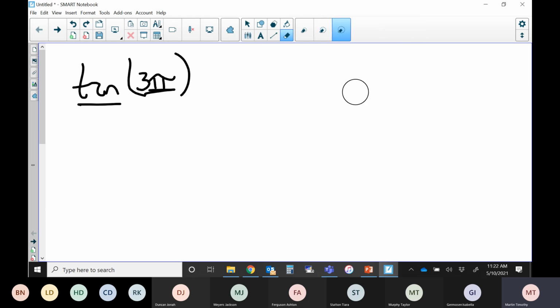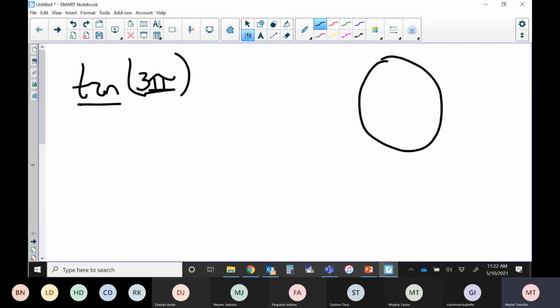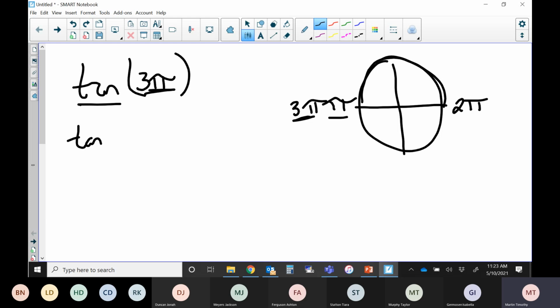Well, if you look at your unit circle, there's no 3 pi. But what we talked about is this is pi, this is 2 pi, another rotation would be 3 pi. So what is 3 pi really equal to? 3 pi is really equal to just pi. So I'm actually going to think of this as the tangent of pi, which would equal the sine of pi divided by the cosine of pi.